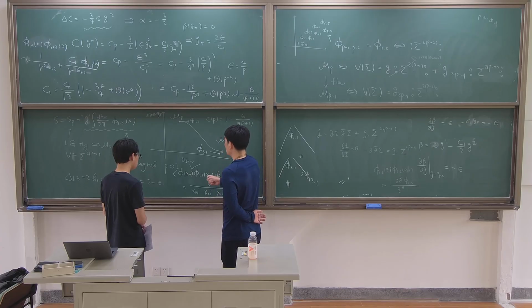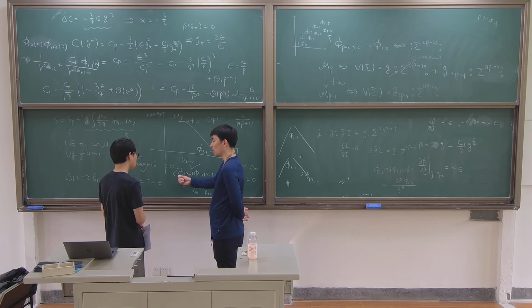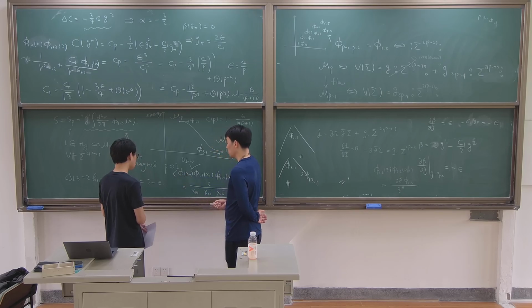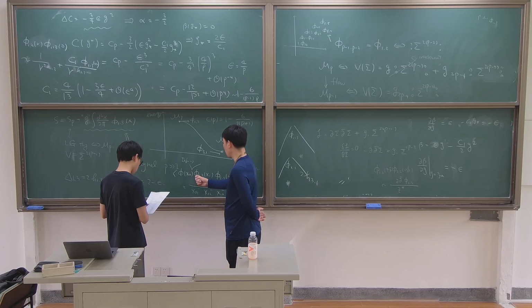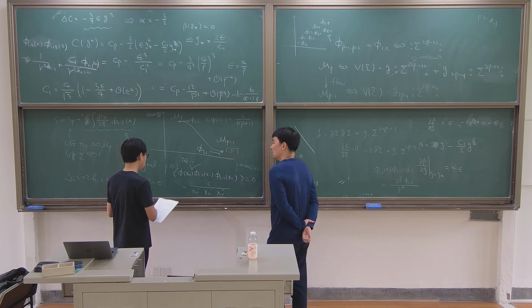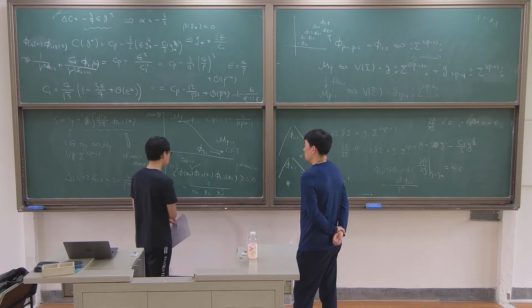And if you solve this one, you will know what kind of phi it should be. If you solve, this will give you the OPE of phi 1 3 and phi 2 2. You see, phi 1 3 and phi 2 2 OPE. This differential equation. This is a three-point function.